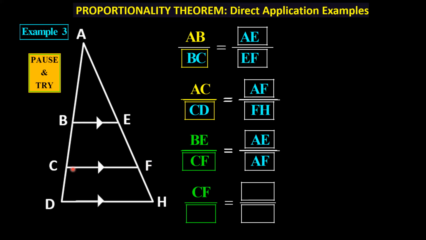Let's look at the next one. There I've got CF, there's a parallel line. I can take CF over DH, right? So I've got the short over the long one, so CF, and I can take it on this side here, AC. That's the shorter over the longer side.